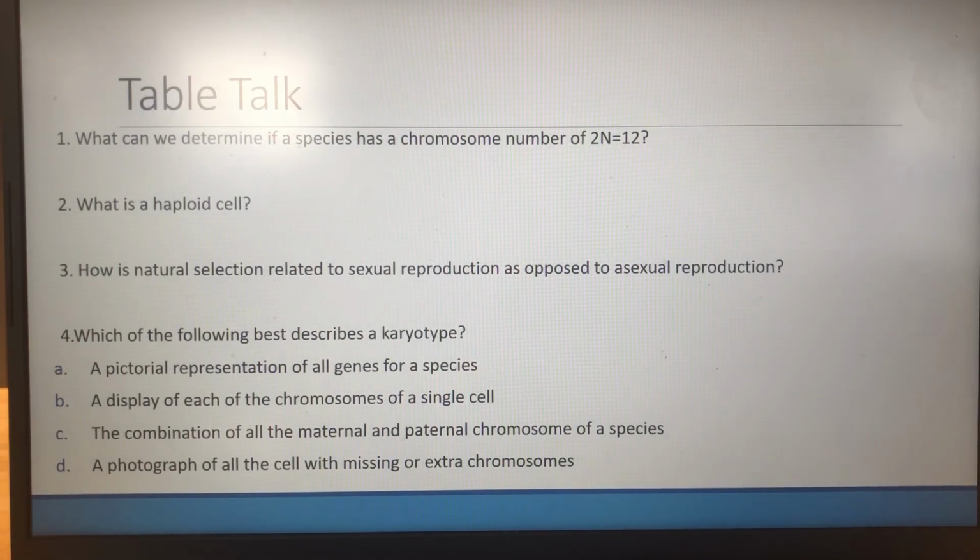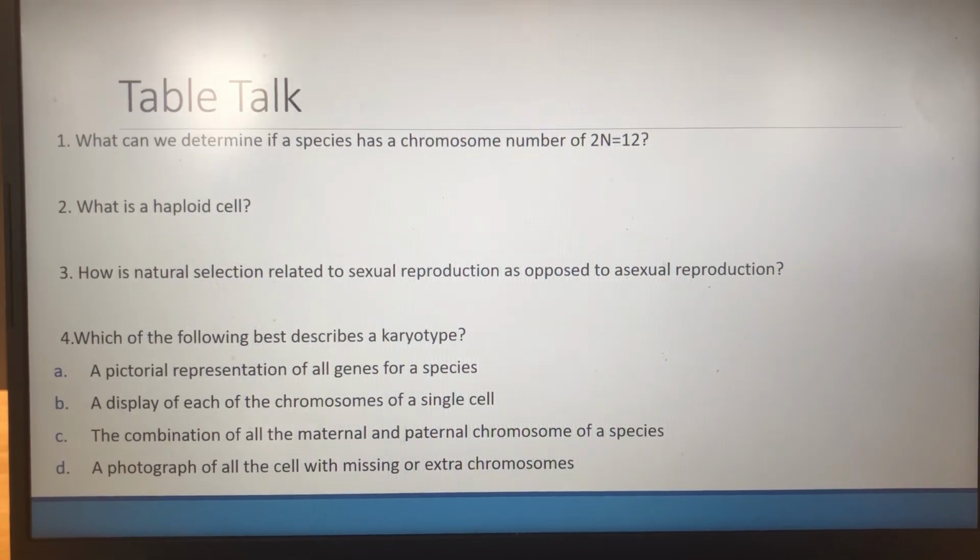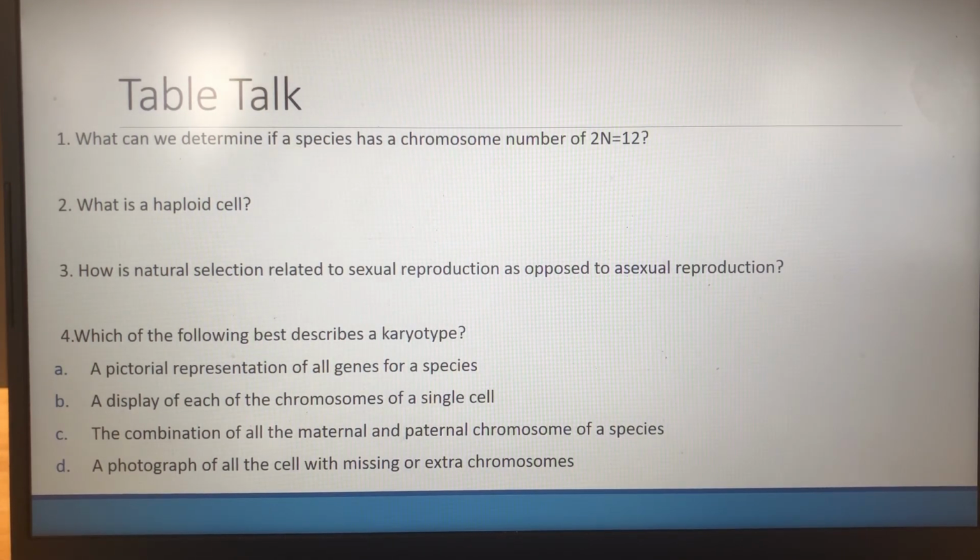Okay, here's a table talk. Pause it. Make sure you know these answers. I will give them to you right now. What can we determine if a species has a chromosome number of 2N equals 12? Well, there's a lot of things. We could say that the diploid number is 12. We could say that the species has 6 pairs of homologous chromosomes. We could say that the gamete or the N number for this species would be 6.